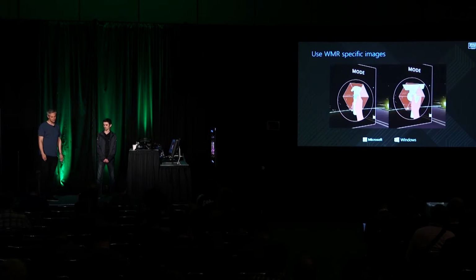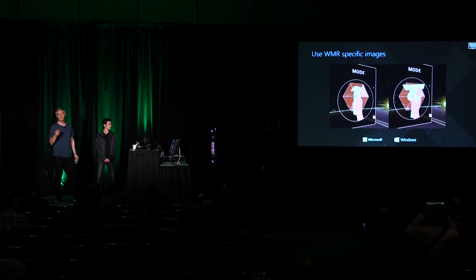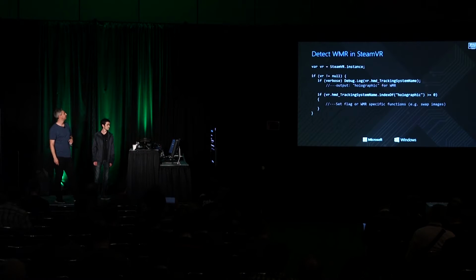So let's take a look at those. The left side is the Vive controller. We had our own artwork, so we just recreated the same one for mixed reality, and we just changed them based on what headset is attached. So how do you do that? How do you know if it's running on mixed reality or if it's running on Vive?